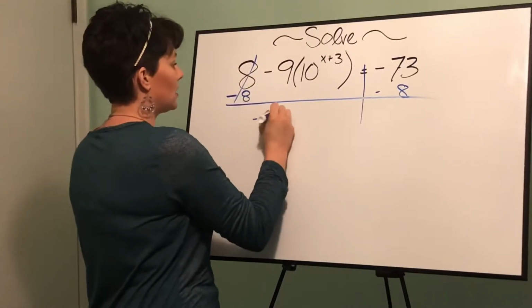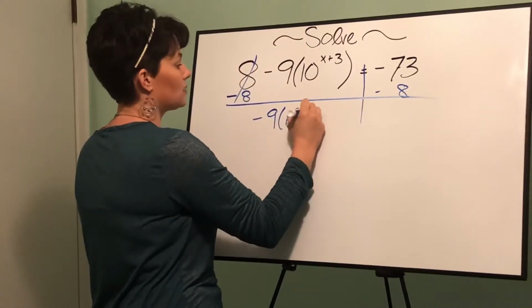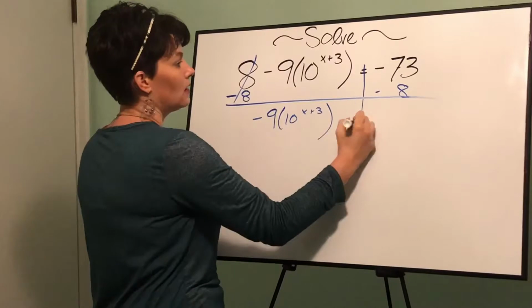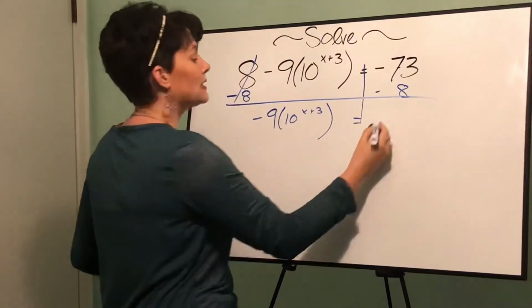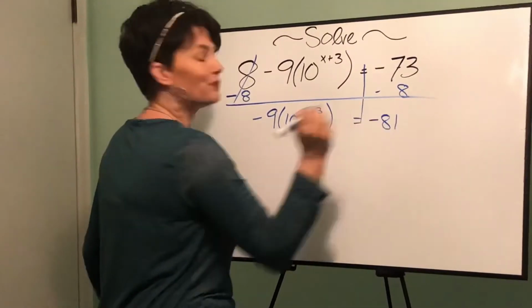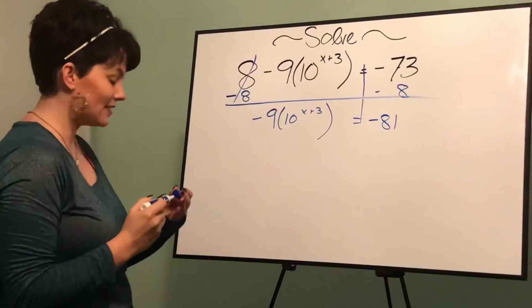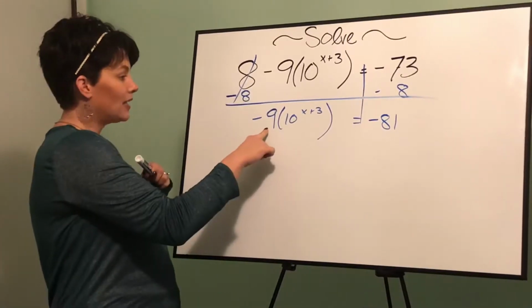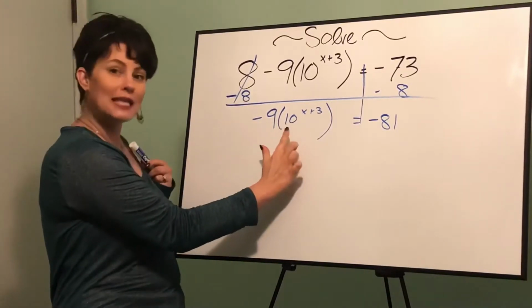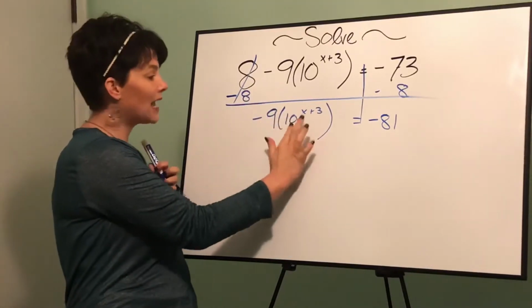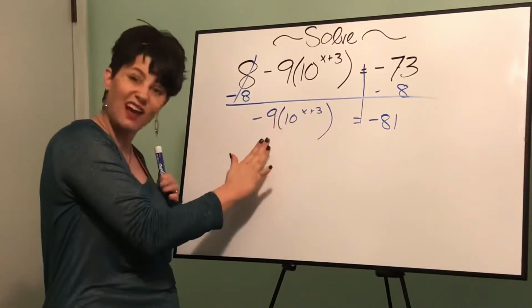And that's going to give me negative 9 times 10^(x+3) equals negative 73 minus 8, which is negative 81. Ooh, that sounds nice. That's going to be a nice, easy number. And then we're going to get rid of the 9. Now we don't want to multiply it with the 10 because we can't, because the 10 is raised to the x plus 3 and the 9 is not.